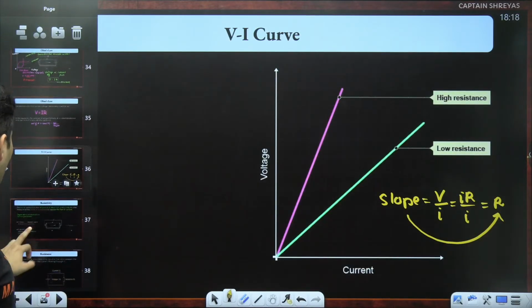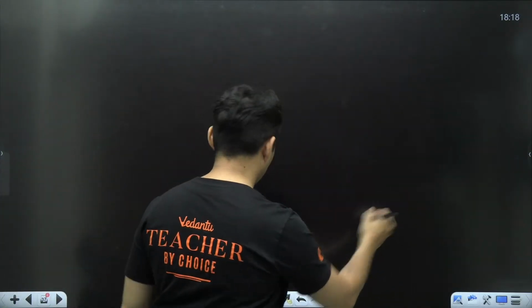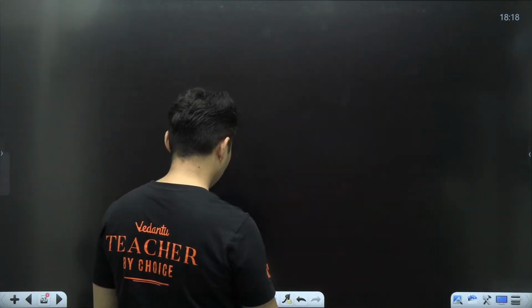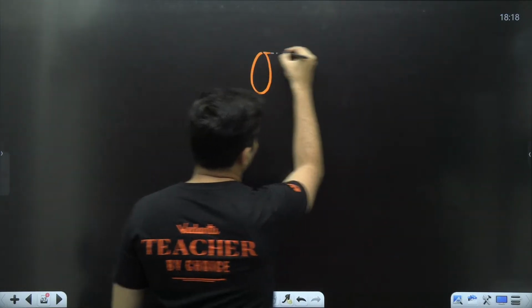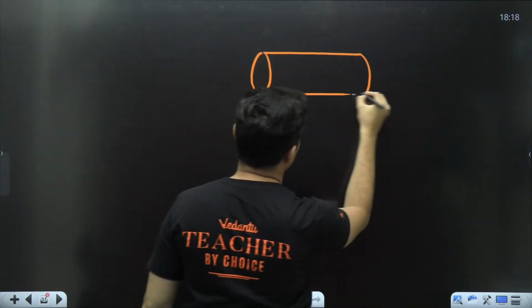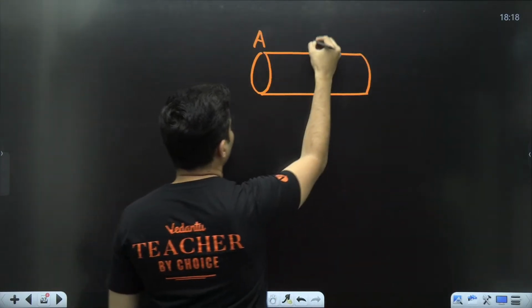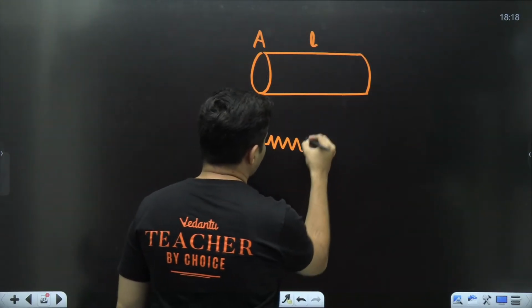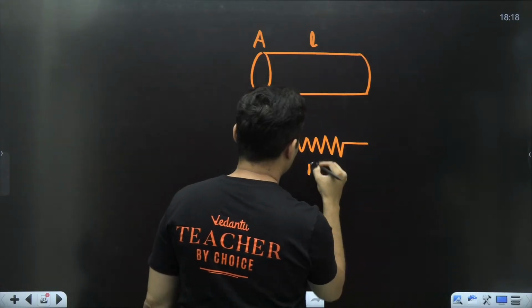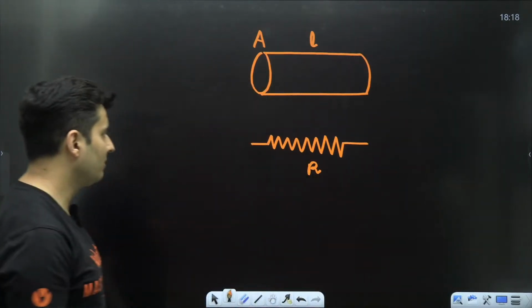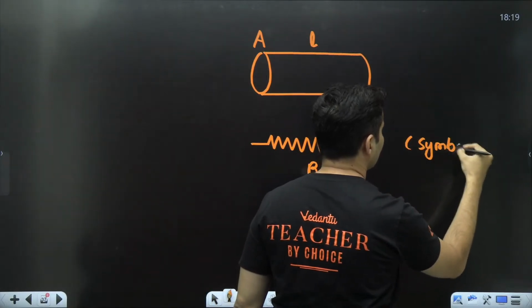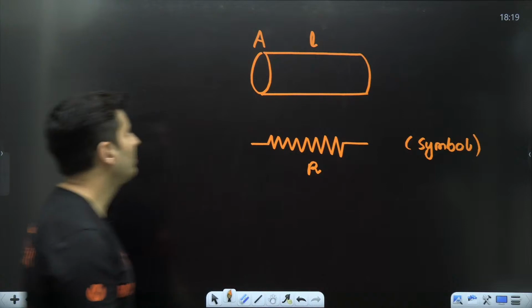Okay. Now let's see what this resistance basically depends on. So say for example, if you have a conductor or a wire like this of area of cross section A, length L, I can depict it as a resistor like this. This is the symbol of resistance. It offers some resistance, that's the symbol of it.